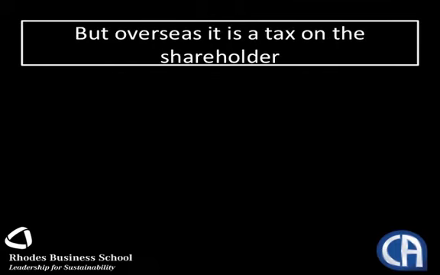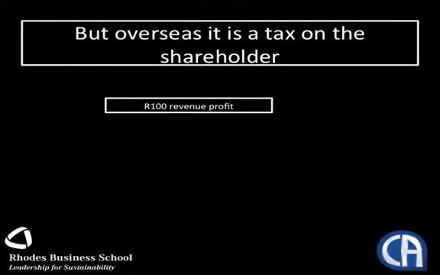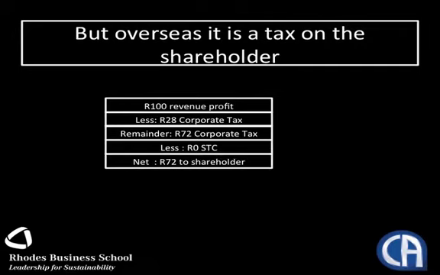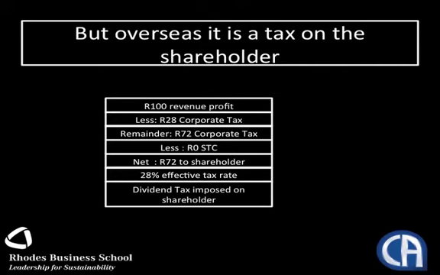And what the overseas investor wants is to say 100 Rand revenue profit, less the tax, 72, distribute but no tax on the company, take 72 to the shareholder, but then impose a dividend tax on the shareholder, which can then be recognized in terms of double taxation agreements and used in the dividend tax imputation computation. So it's very much something that is driven by the international investor.